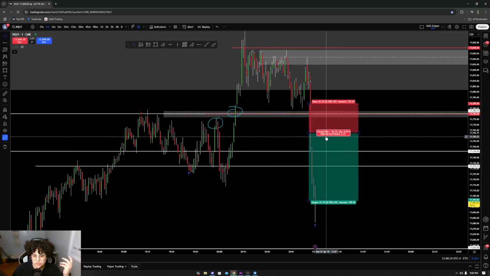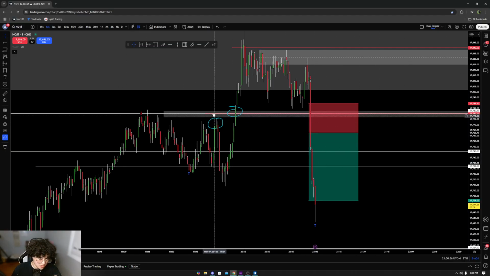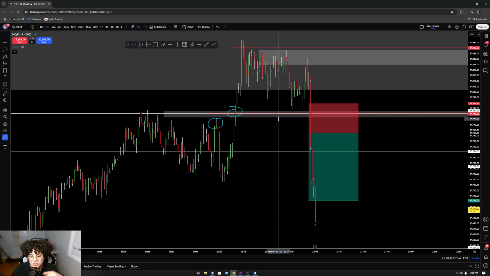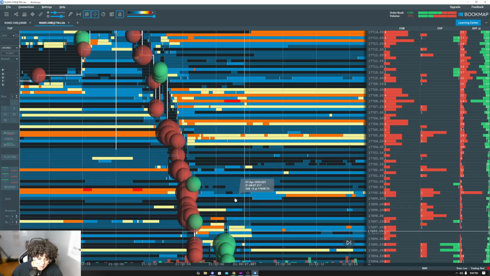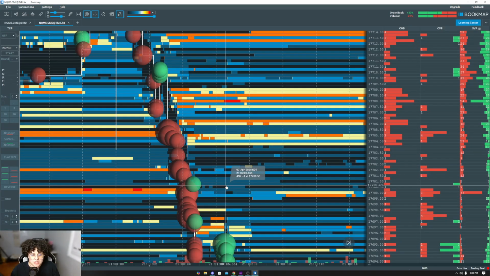Yes, I could use the candlesticks, but I feel like with the candlesticks, it's more kind of a gamble because you're not actually looking at what's actually going on, right? And what I mean by that is that we can actually see liquidity in Bookmap. What is liquidity? It's just aggressive orders.